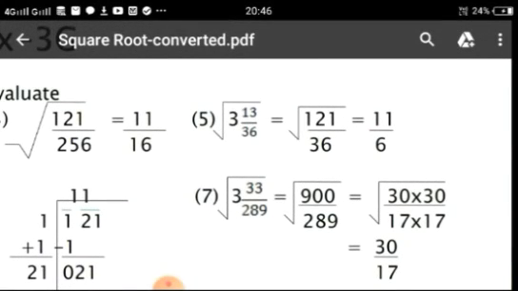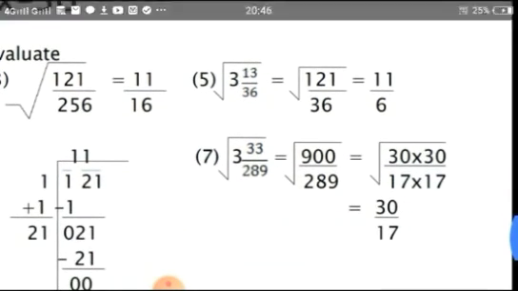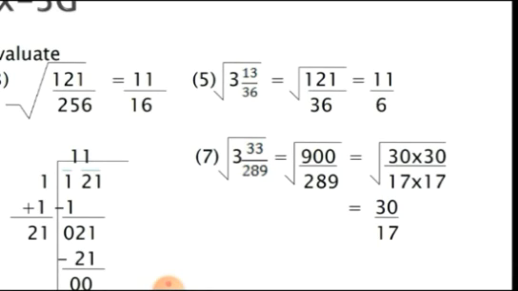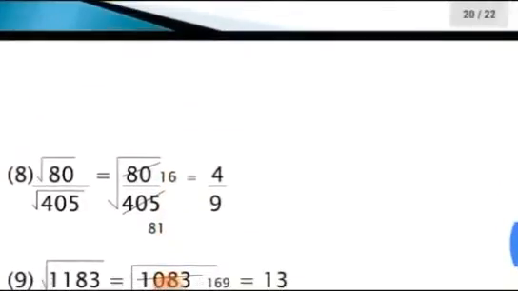Question number 7. 333 by 289. Here also, first you change it into an improper fraction. Multiply 289 into 3, then plus 33. 900 by 289. The square root of 900 is 30 and of 289 is 17. That means the answer is 30 by 17.